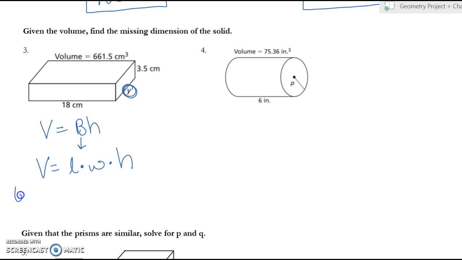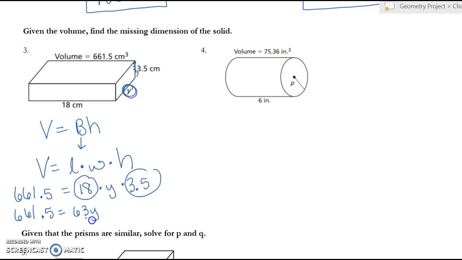And I'm going to plug in my numbers. My volume is 661.5. My length is 18. I don't know my width, so I'll say W. And my height is 3.5. Okay, so now I'm going to solve this problem. I'm going to combine those two by multiplying. So I do 18 times 3.5, and I get 63. So 661.5 is equal to 63y.